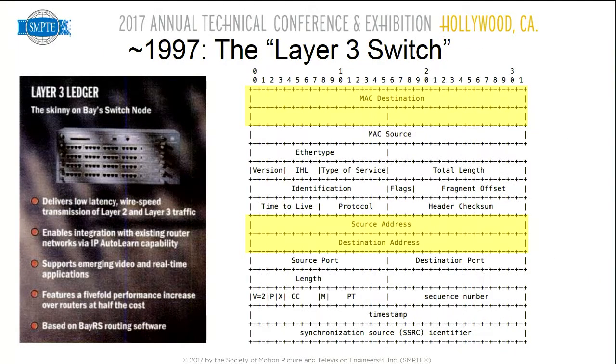Then in 1997, a couple of folks came together at Bay Networks and said, you know what, not only can we switch on the Ethernet media access control address, but we can also switch on the layer 3 IP address, and thus was born the layer 3 switch. So now we have an even smarter switch. It switches on Ethernet, it switches on IP addresses.